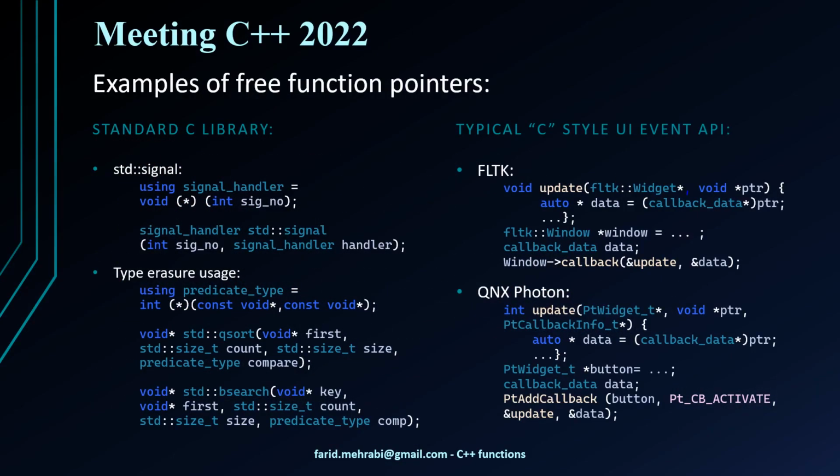Examples of usage of function pointers in the standard C library include the signal function, which is supposed to register a user-defined function as the handler for specific interrupts. Another example is the qsort function as the generic sort function in the C library. This function expects a binary predicate in the form of a function pointer.